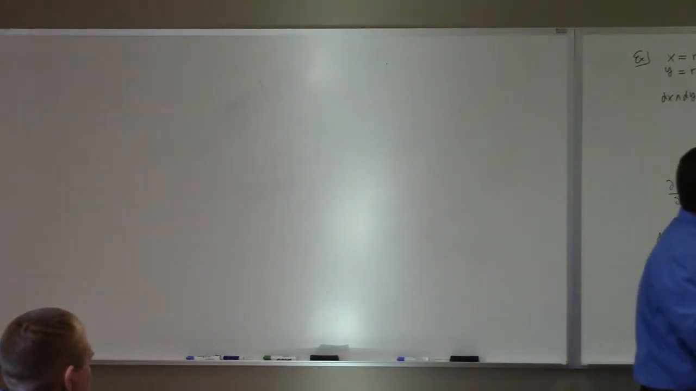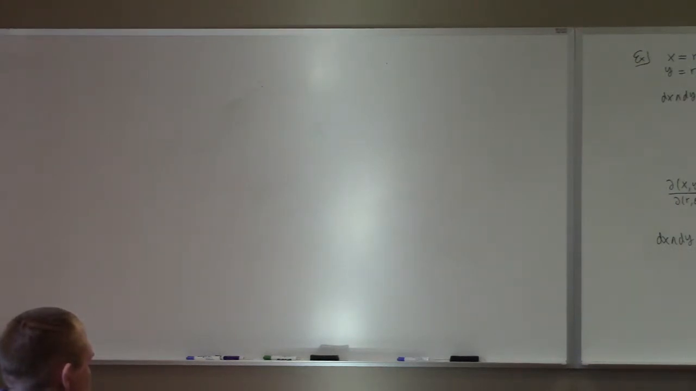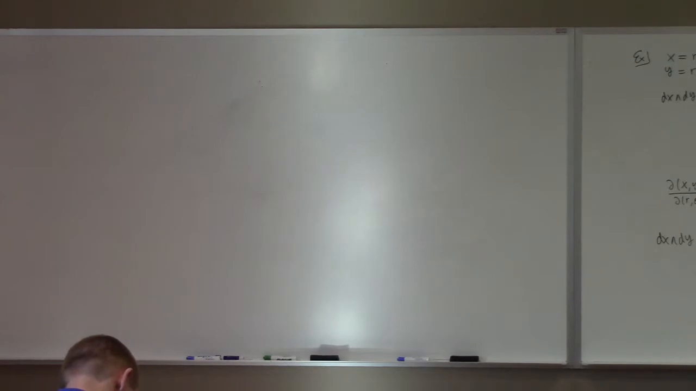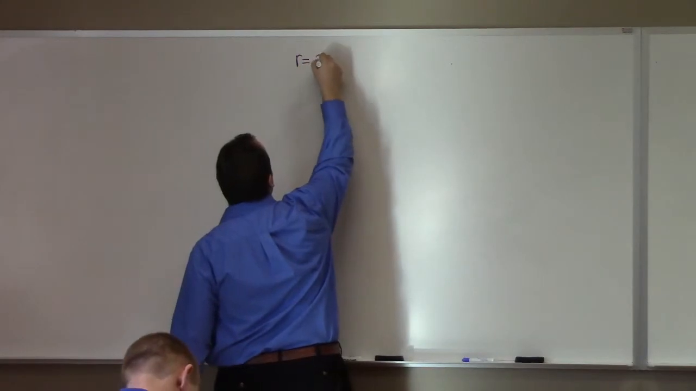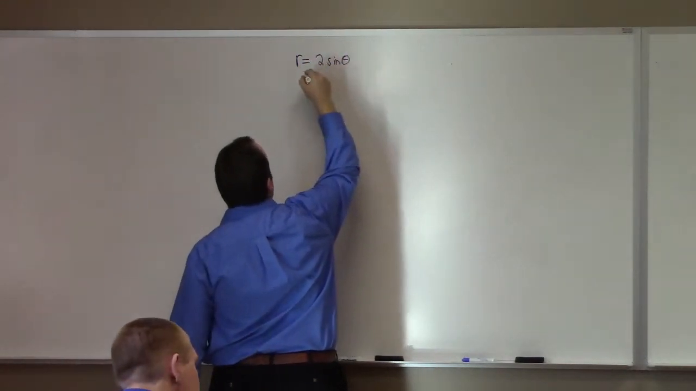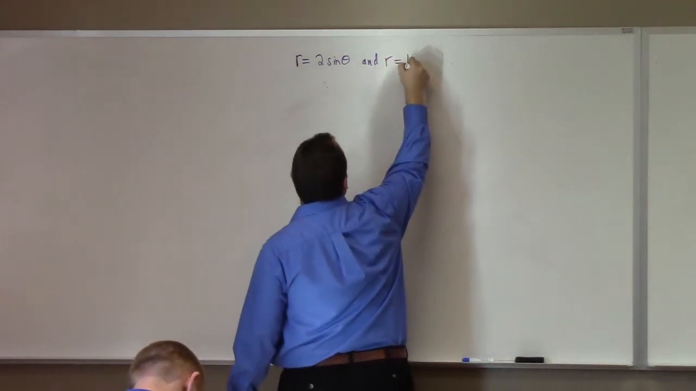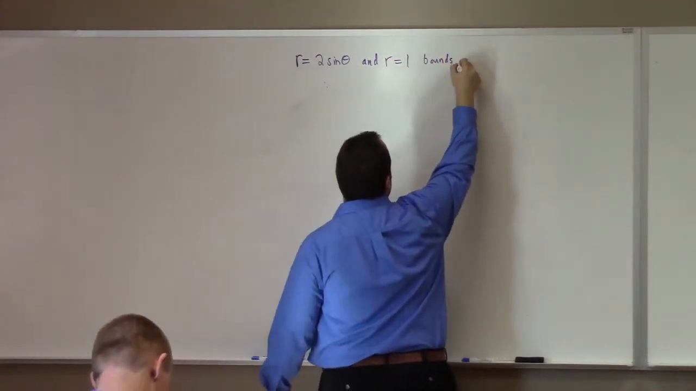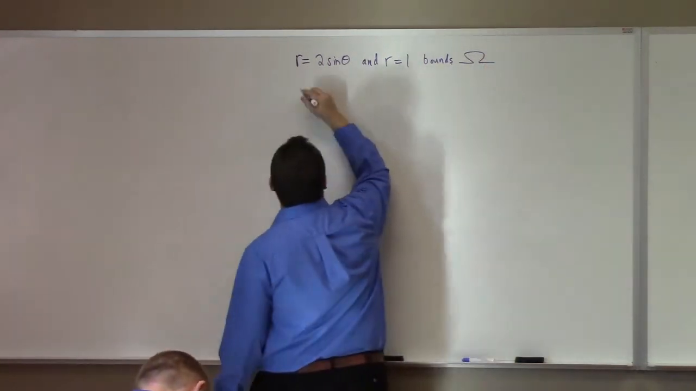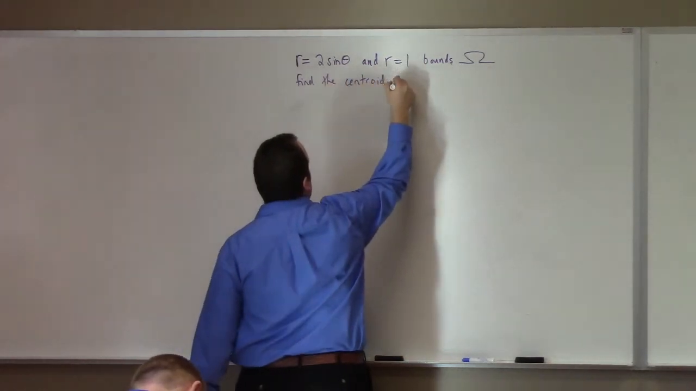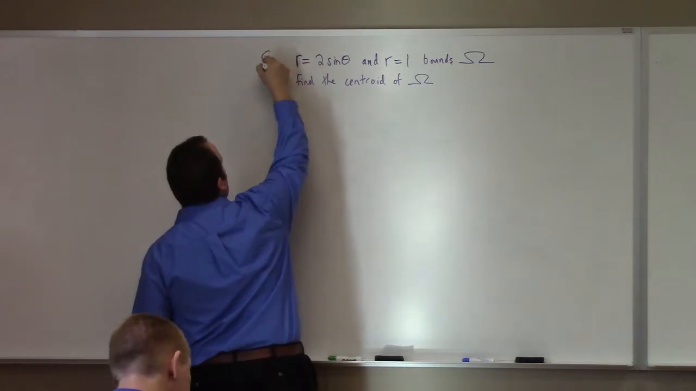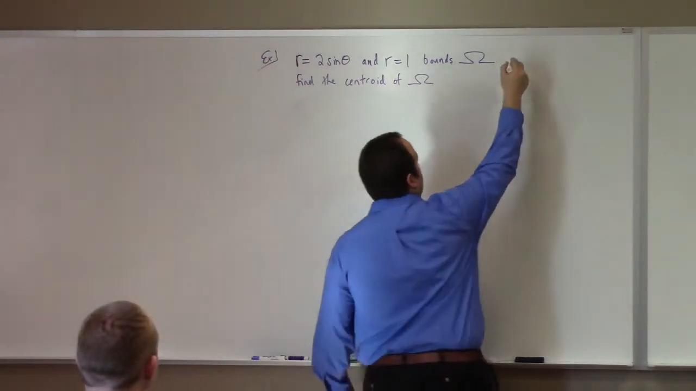Okay, so the problem is we're supposed to find, let's find the centroid of the region which is inside the circle r equals 2 sine theta, and outside r equals 1, which bounds some region, let's call it omega. The question then is to find the centroid of omega.